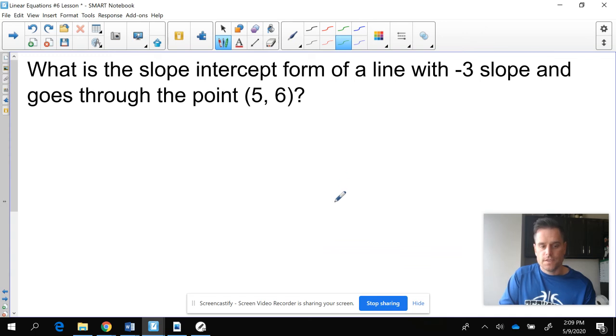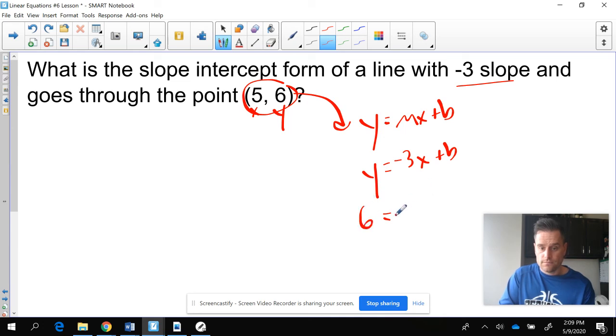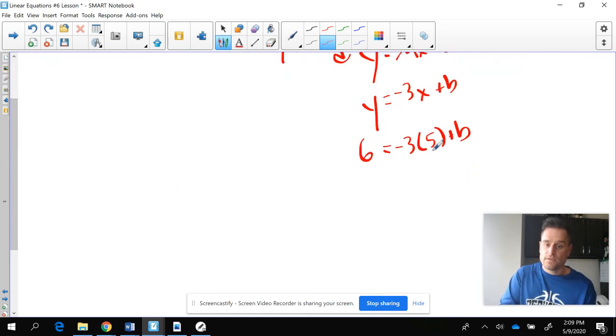Let's take on another one. It says, what is the slope-intercept form of a line with -3 slope that goes through the point 5, 6? Again, if you'd like to try this out on your own, that'd be great. I know what the slope is, -3x plus b, and now all I have to do is plug these numbers in for x and y and solve for b. Y is 6. X is 5. And we can solve.